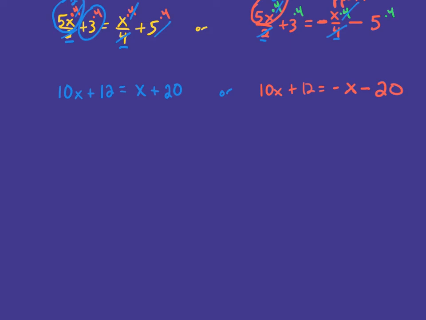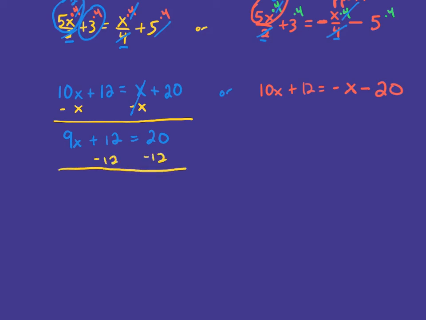Okay, so we want to get the x's on the same side here, so subtract x. And we've got 9x plus 12 equals 20. Subtract 12, and we've got the 9x by itself, equal to 8. Divide by 9, and x equals 8 over 9.